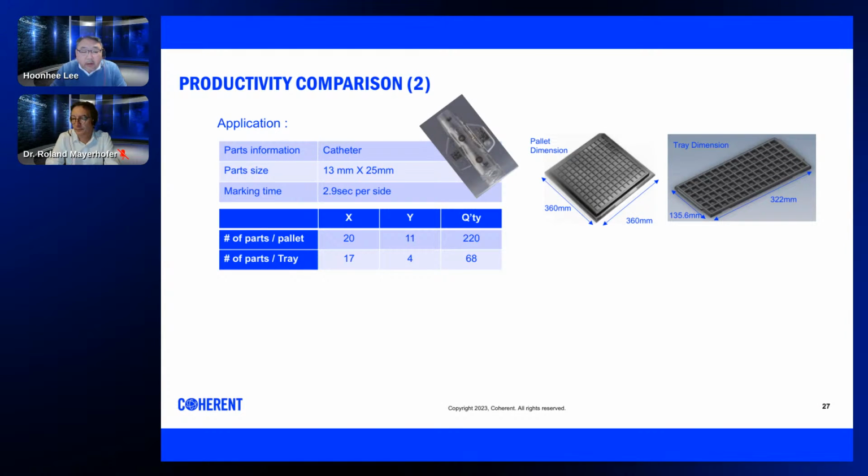This is a catheter. Part size is 13 by 25 millimeters. Marking time is 2.9 seconds per side, and 68 parts can be loaded onto a tray, which makes 1,360 parts per batch in 20 trays, while 220 parts can be loaded onto the pallet.